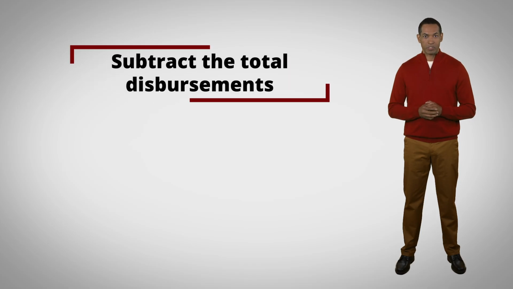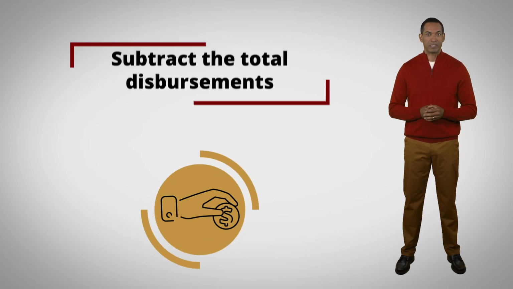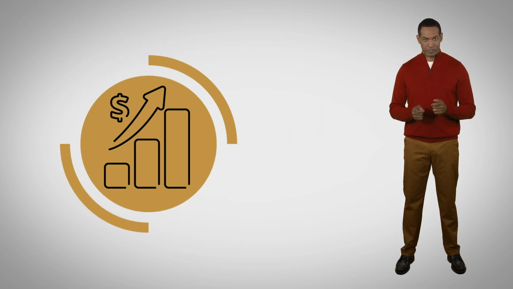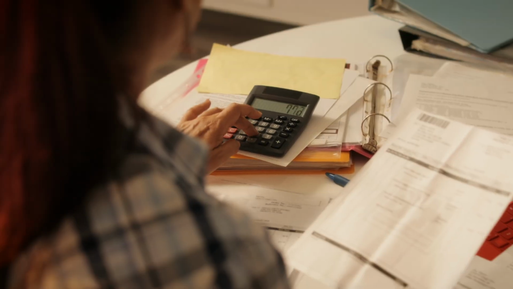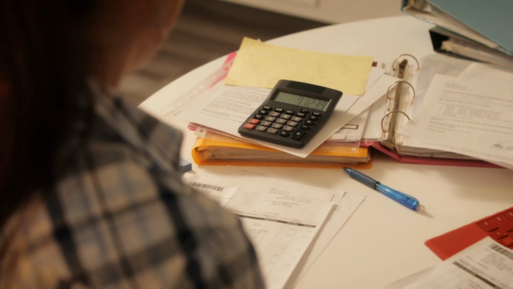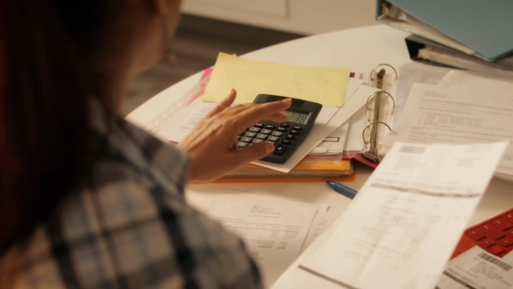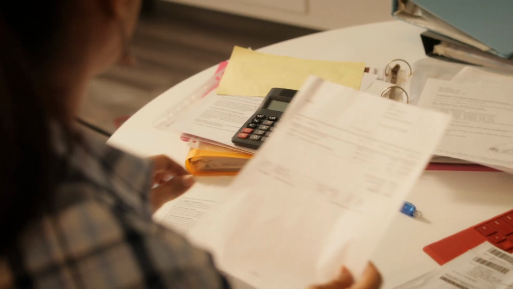Subtract the total disbursements, meaning payments of expenses, from the total value of the estate. This is the value left in the estate. Remember to continue keeping accurate records of transactions to verify all income coming into the estate and payments being made on behalf of the estate.